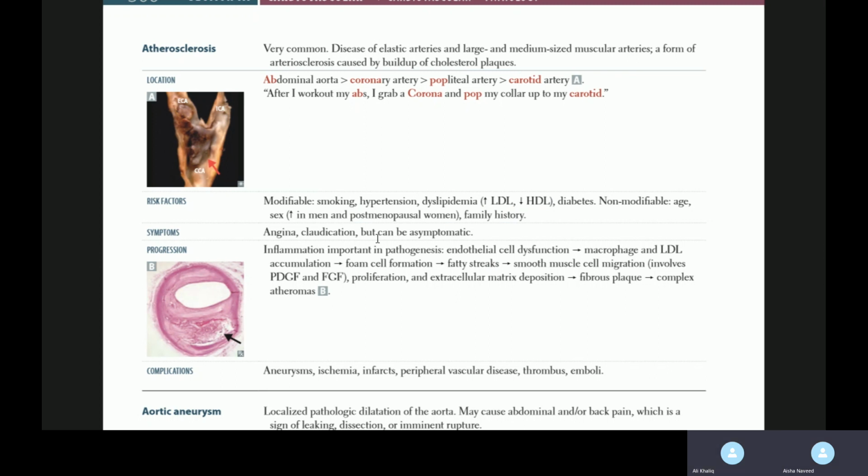This is the reason the patient remains symptomatic for a long time, until the diameter of the vessel becomes so narrow that they present with symptoms. Now, progression. This is the most important thing that you should be aware of, and this is most difficult. First, let's read it from first state, and then I will discuss.